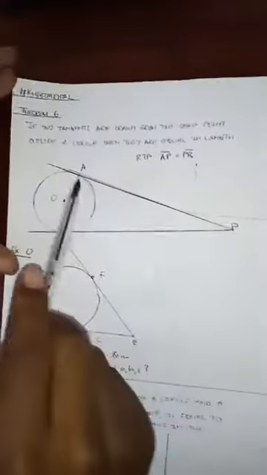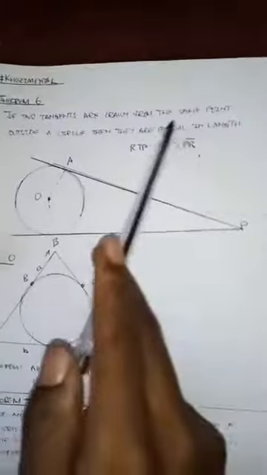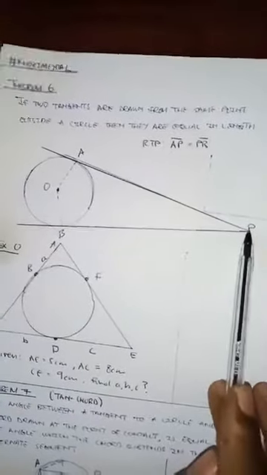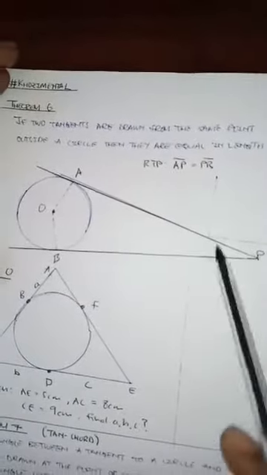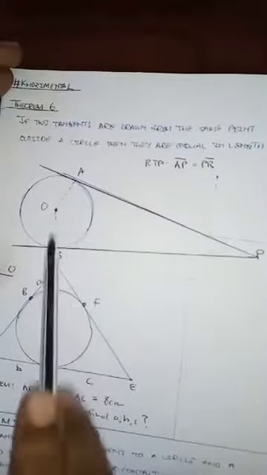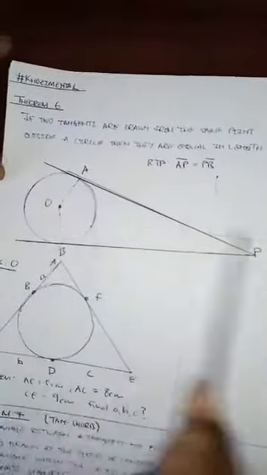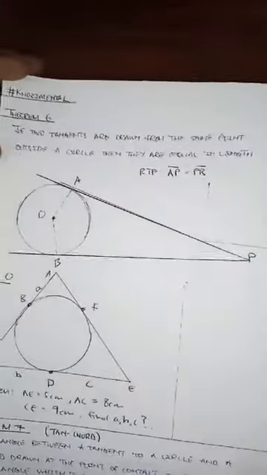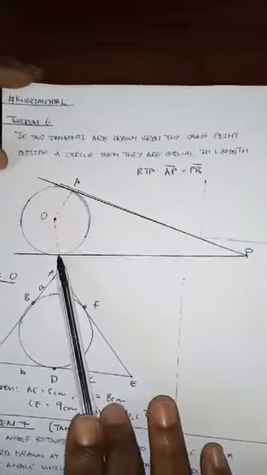So there are two tangents, AP and BP. The theorem says if two tangents are drawn from the same point P, outside a circle, then they are equal in length. Right? And remember, for these to be tangents, they need to touch the circle at a single point. So these are AP and BP. We are certain that they are tangents. Why? Because AP touches the circle at point A and BP touches the circle at point B.